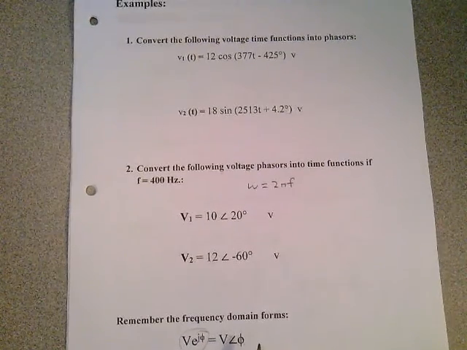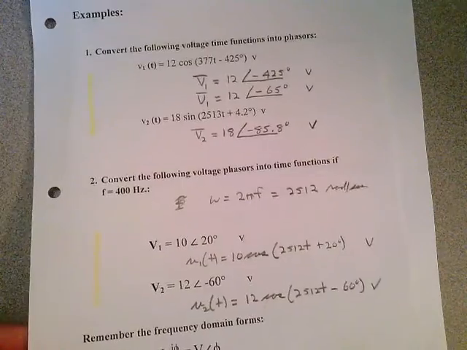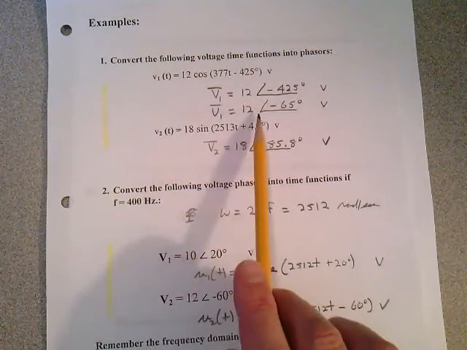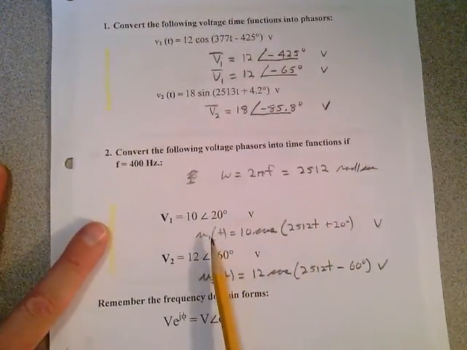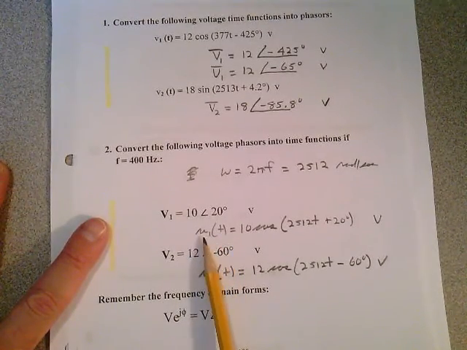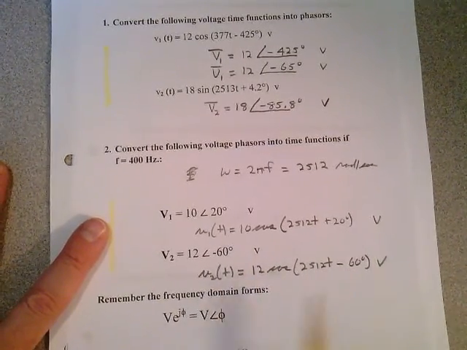Stop the video, do those 4 problems and see if you get this. There's the answers to problem number 1. And once you convert omega, here's the specific time domain answers to problem number 2. For V1 at t, there it is. And for V2 at t, there it is.